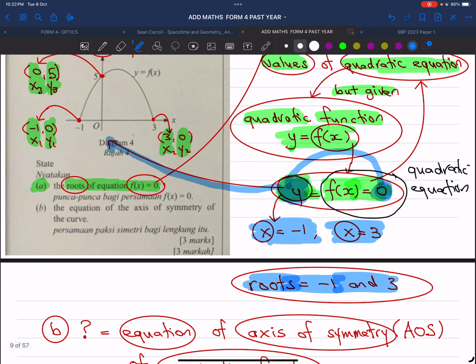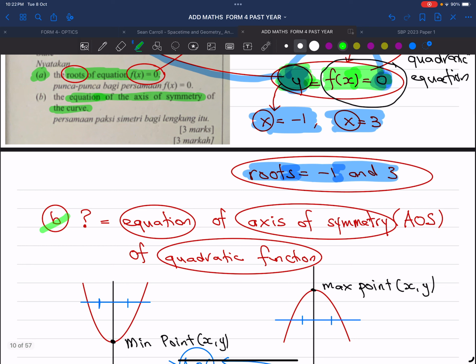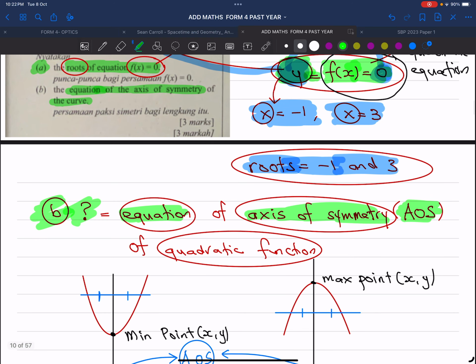Now we look at the second part. The question is asking, find the equation of the axis of symmetry of the curve. The question is asking, part B, find the equation of the axis of symmetry. I am using the symbol AOS, axis of symmetry, for the quadratic equation. Find the equation of the axis of symmetry for the quadratic equation.